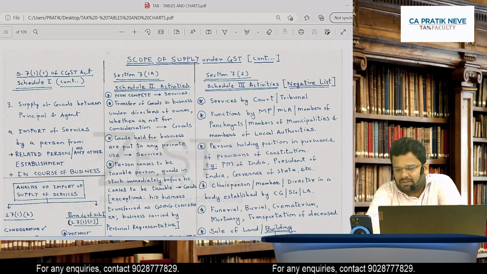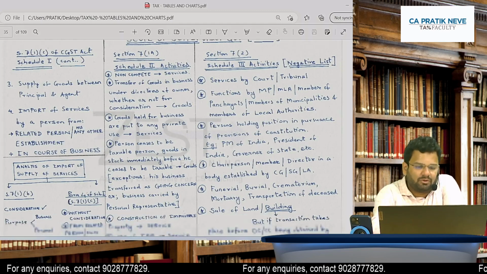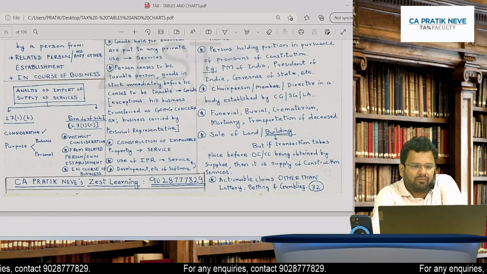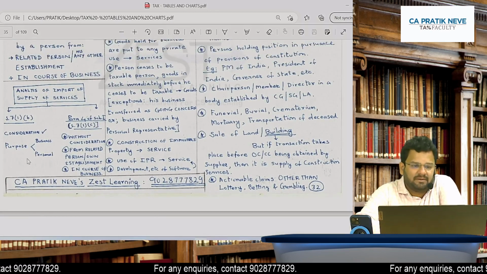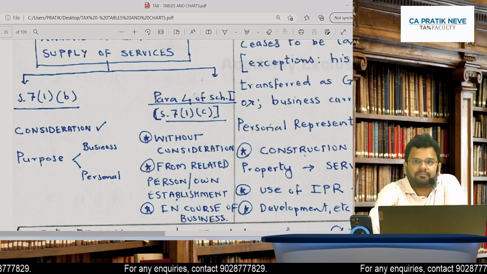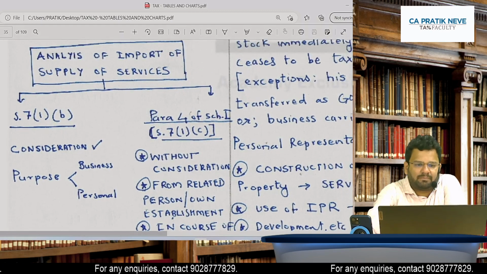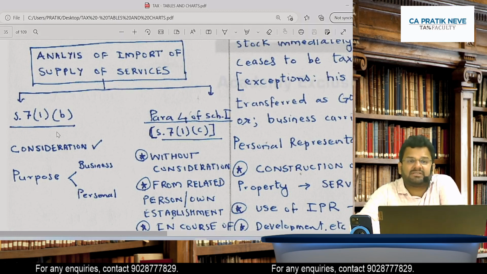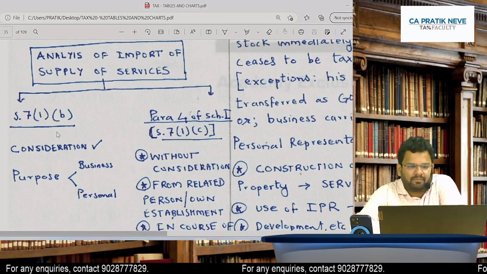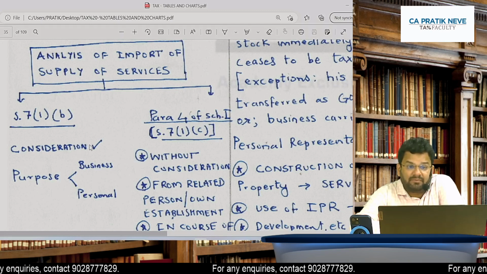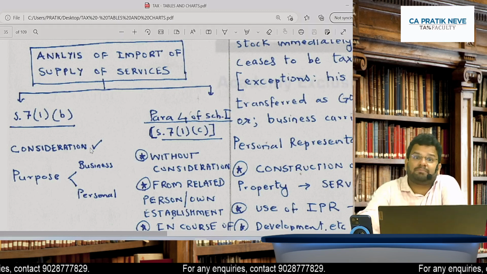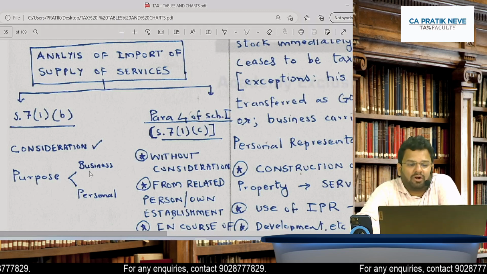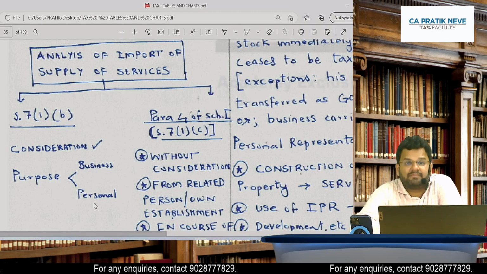What is that? Rupees 50,000. Very good. And I have given a small analysis of import of supply of services here. If you can see this analysis, there are two things. Section 7 subsection 1 clause B. In that clause B, import of supply of service is a supply if it is for consideration, and it may or may not be for the purpose of business.